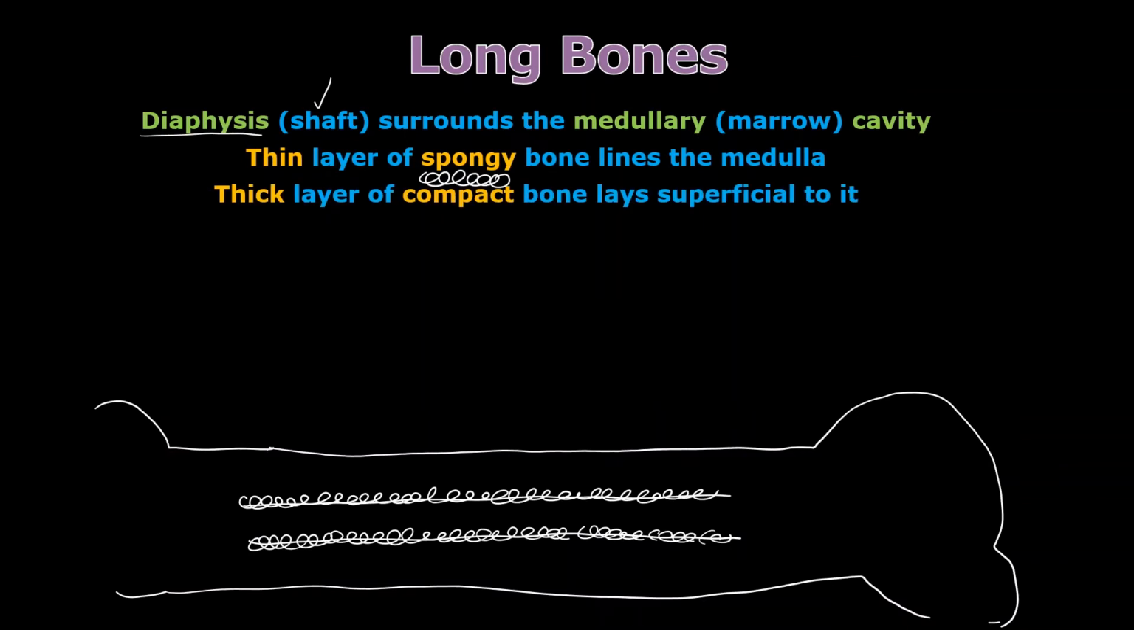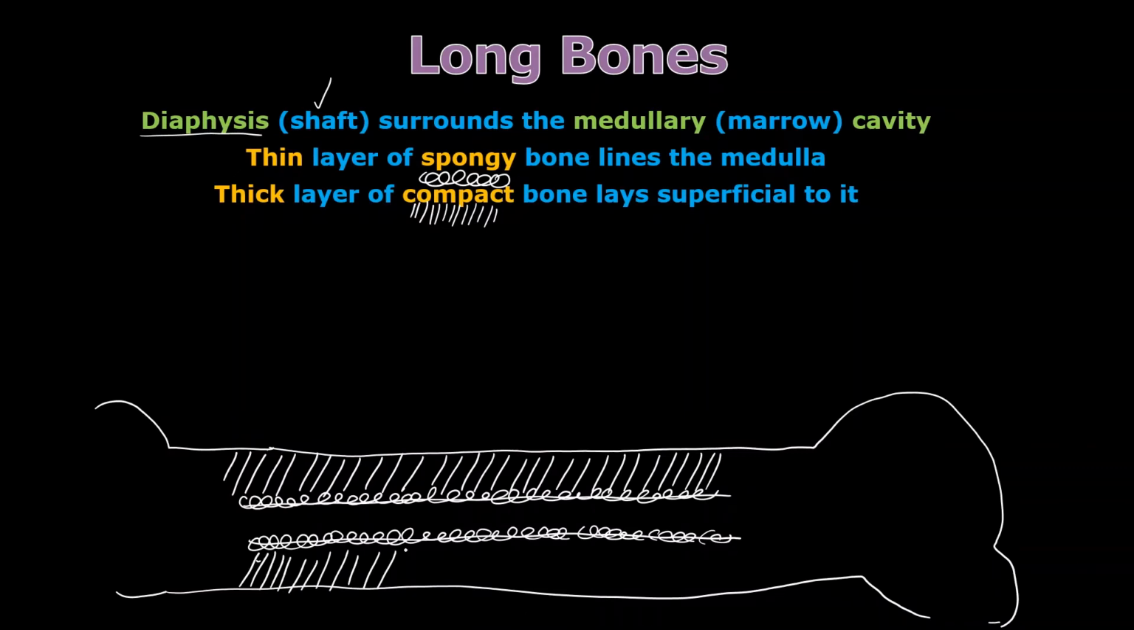Beyond that, the rest of the thickness of that diaphysis is going to be compact bone. And we'll draw compact bone just like some hash marks. So all this out here is compact bone. Most of the thickness of the shaft is compact bone, and only a thin layer of spongy is lining the medulla. So I can draw on the other side as well a bunch of thick, compact bone out here like that. And that is the basic structure of the diaphysis.